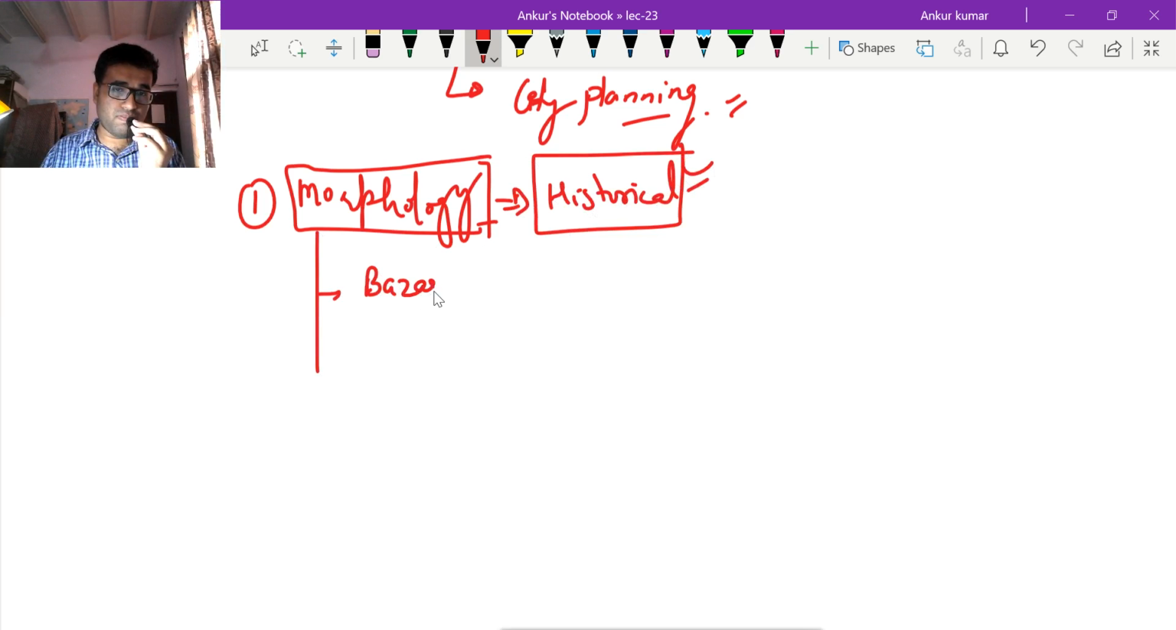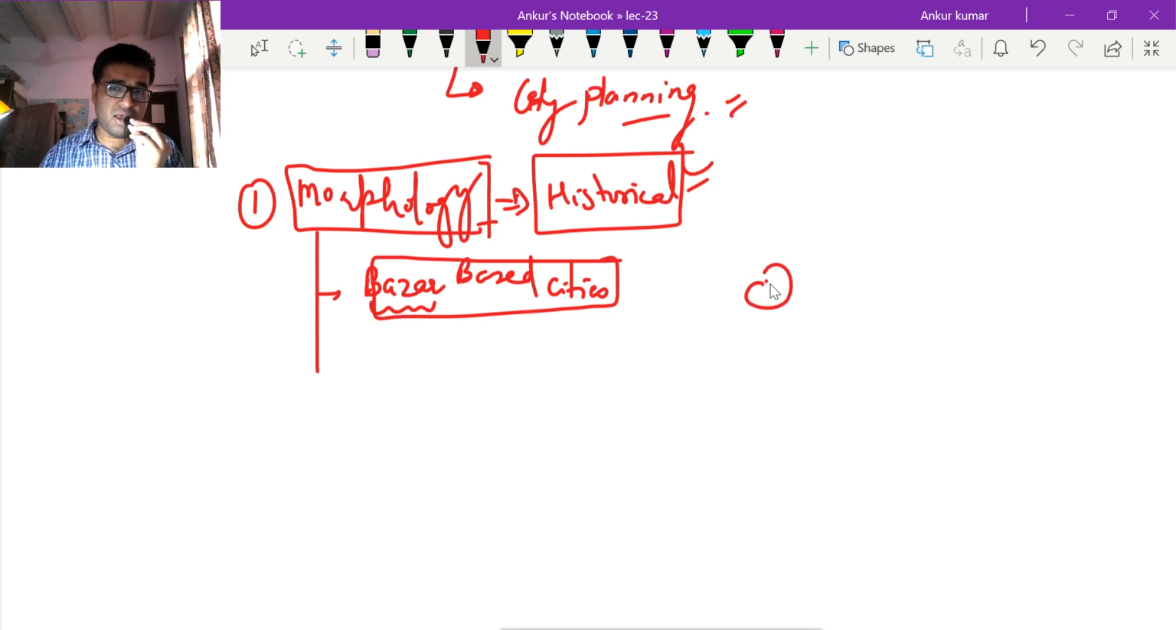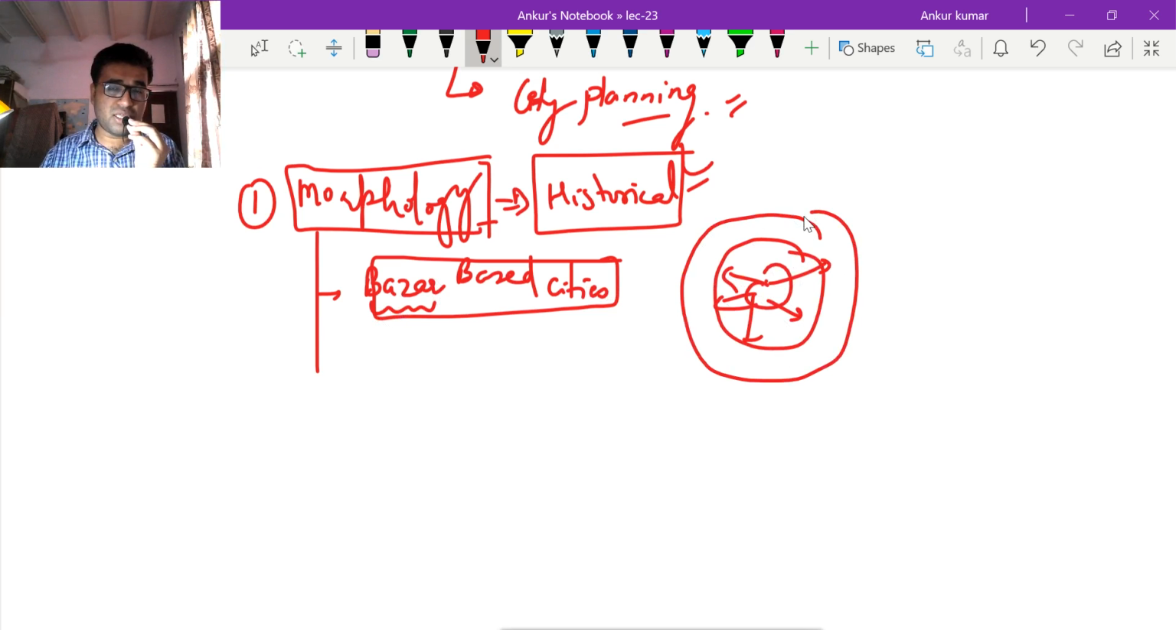Number one is the bazaar based model, bazaar based cities. So what happens here, the bazaar based city, as the name suggests, is that the cities have grown around the bazaars. Earlier there were small bazaars, and these small bazaars grew outwards in a similar manner as the Burgess model explained, but this is quite strikingly different from the Burgess model. Let us first briefly explain, although we will do the Burgess model in the models of settlement.